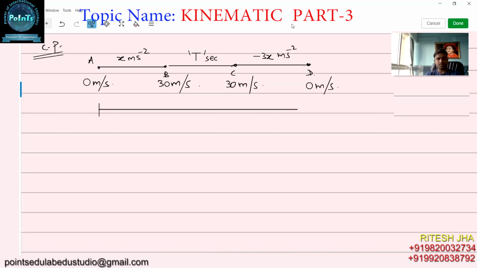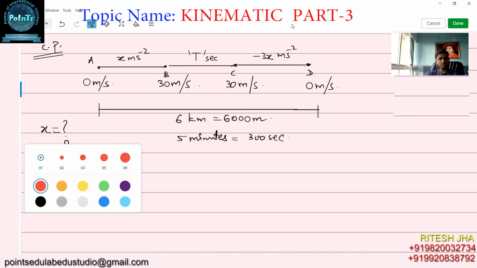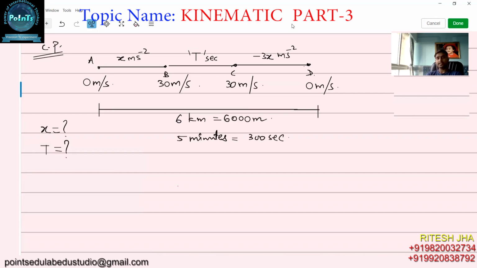Now the total distance covered is 6 kilometers, which you can say 6,000 meters. And 5 minutes was the total time taken, which you can say 300 seconds. My question was to find x and t. What is x and what is t? The approach should be to draw first of all the speed time graph.